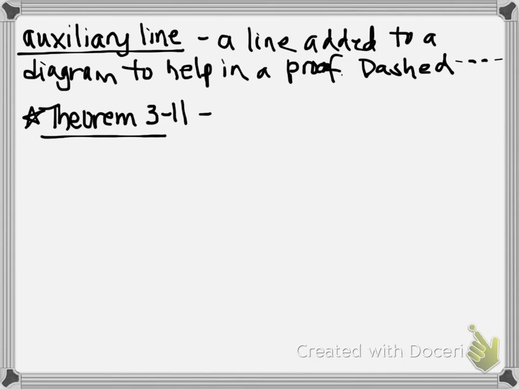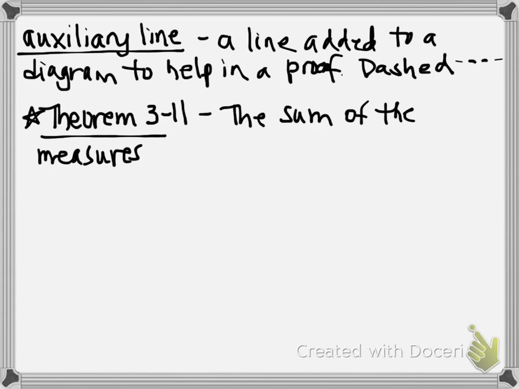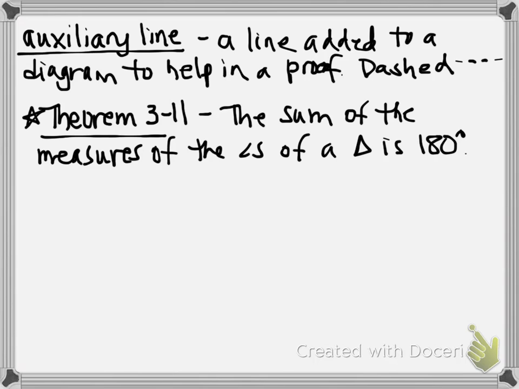So Theorem 311 now finally states this information that you've known for quite a while. The sum of the measures of the angles of a triangle is 180 degrees. Okay, now you probably learned that a long time ago, but now in our book we can actually accept that and we can use it. Okay, so I'm going to give you a proof on how this is done, and then that will be the end of our notes for today.